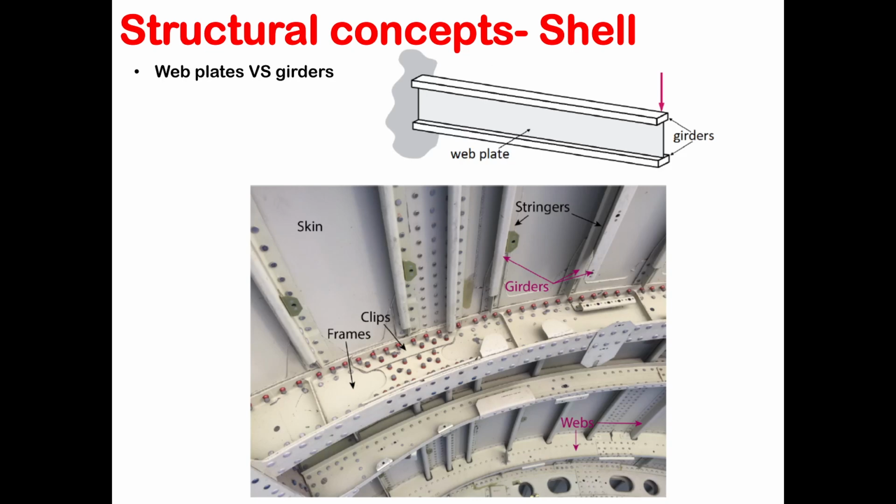I'm sorry. So using the shell structures, we can actually come up with a new structure that uses girders and a web plate. And we will talk about this type of structure a little bit more later on, but the girders and the web plates, or the stringers, are actually used very often in the aircraft industry, as you can see in the aircraft fuselage example here.